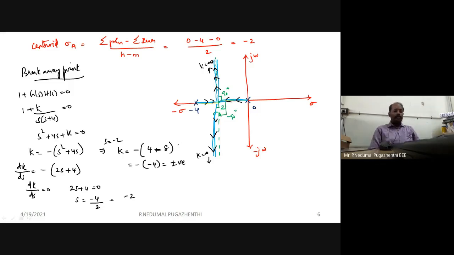Any doubts? You will not have a crossing point because the asymptote is not crossing the j omega axis. Most probably you will not have any crossing point at the j omega axis. So no need to find that crossing point in this particular problem.